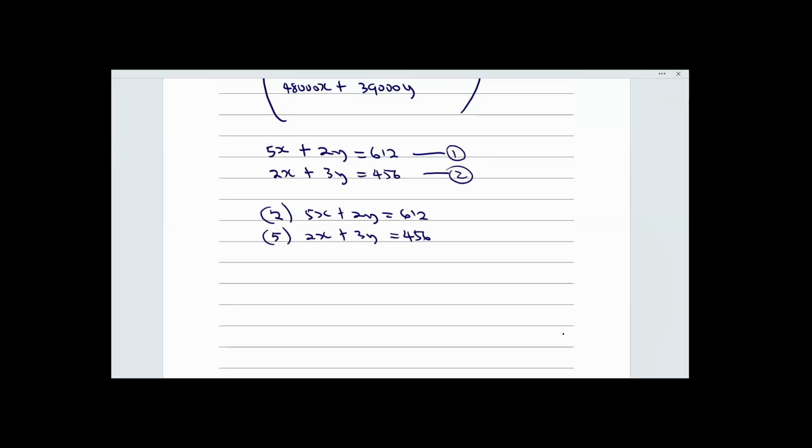Therefore, 2 multiplied by 5 will give us 10x plus 4y equal to 2 multiplied by 612. That gives us 1,224. Then 5 multiplied by 2 will give us 10x. 5 multiplied by 3 will give us 15y.